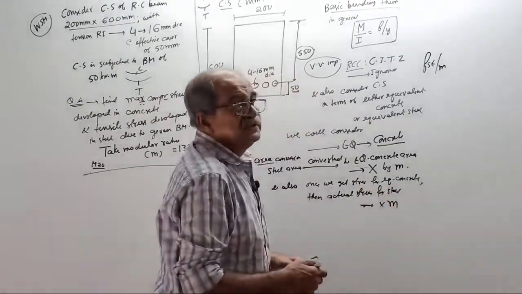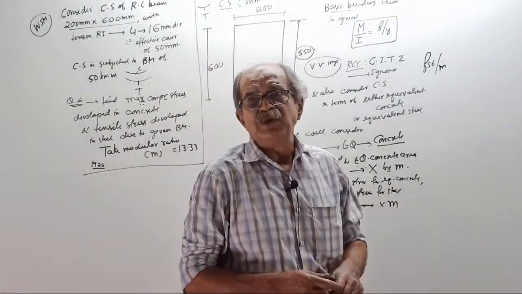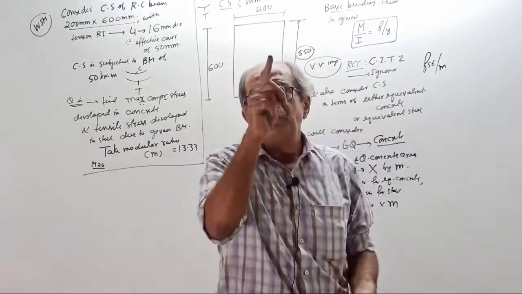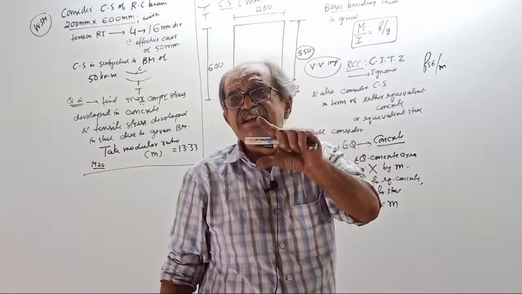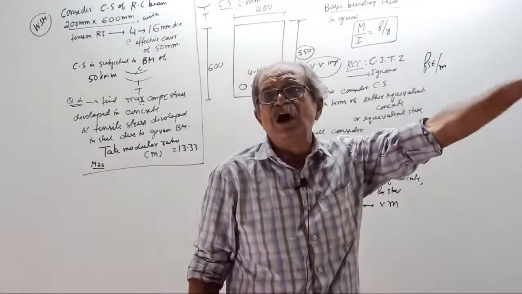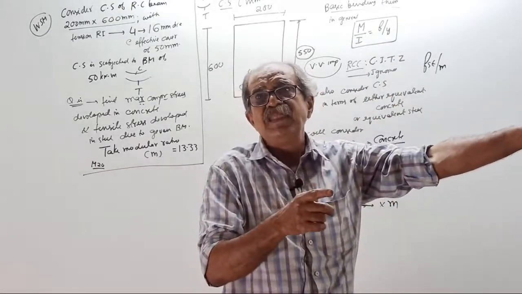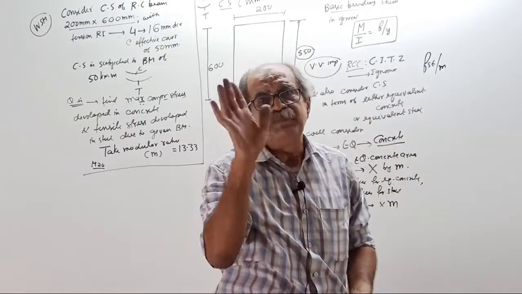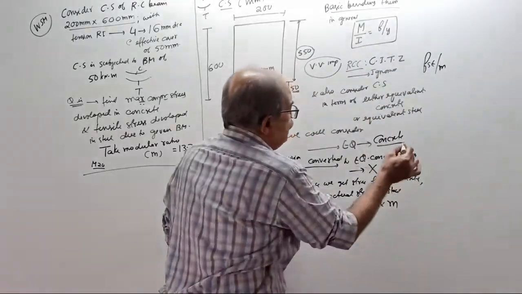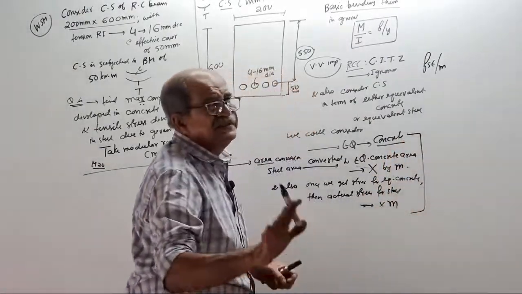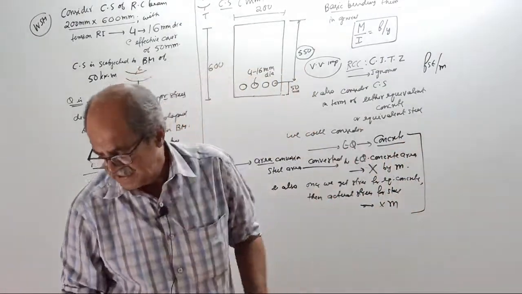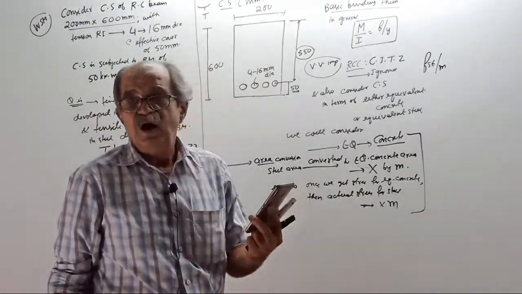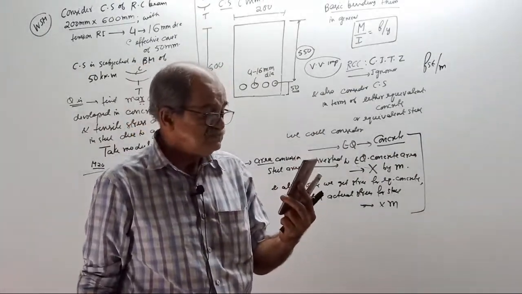See, in RCC, steel area we convert to concrete: multiply by M. Stress in steel we convert to stress in concrete: divide by M. Here not that way. The concrete answer comes, come back to steel: multiply by M. If this is not clear, it is an RCC problem. Clear? Fast. You tell me clear, I will start.